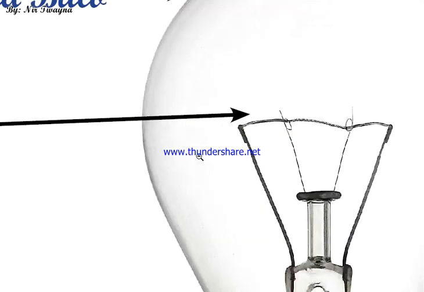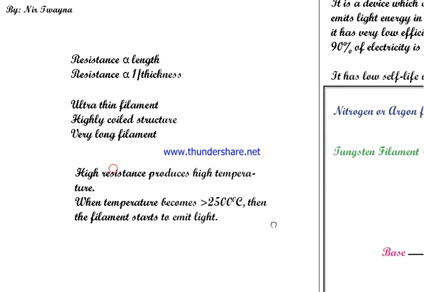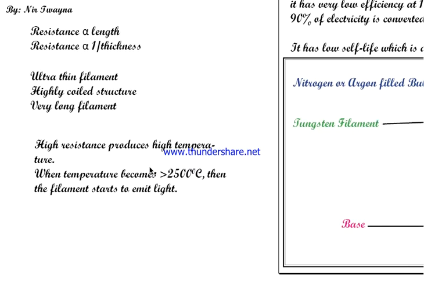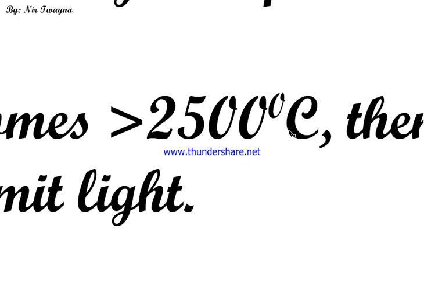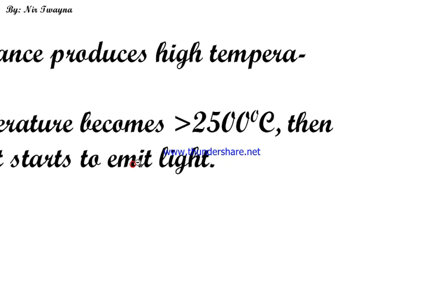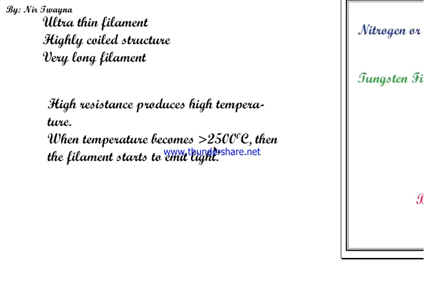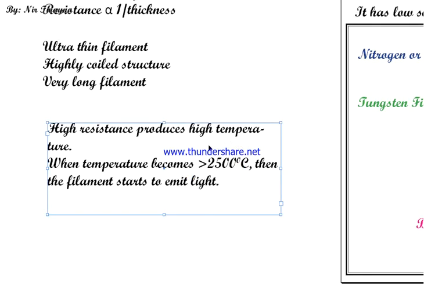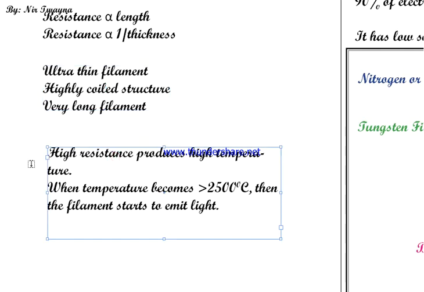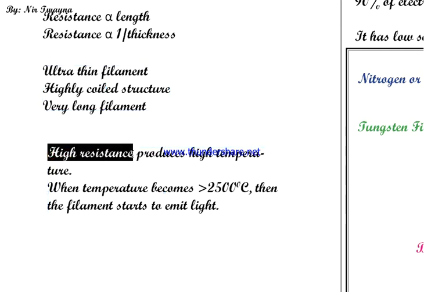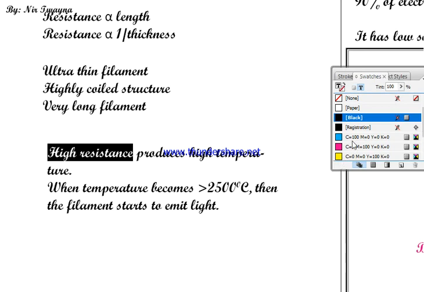To make a filament, you must use an element whose temperature can be raised to as much as 2500 degrees Celsius. That means the filament must have very high resistance.